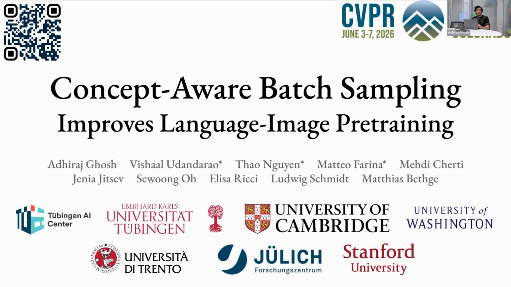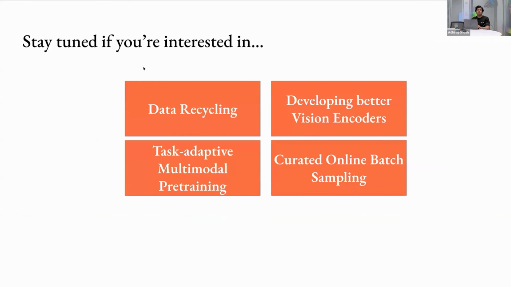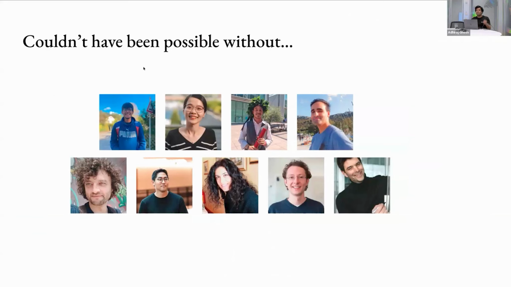I'll be presenting my recent paper that's going to be published at CVPR, which is the top conference for computer vision. And it's a paper about batch sampling that improves pre-training for multimodal models such as CLIP and SigLIP. And this is a large collaboration that we've done with many different places, as you can see here. And this is the team that we built, and I'm really grateful for all of these people who've helped me a lot along the way.